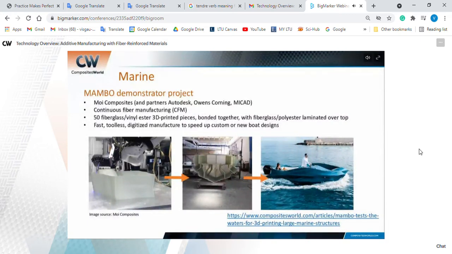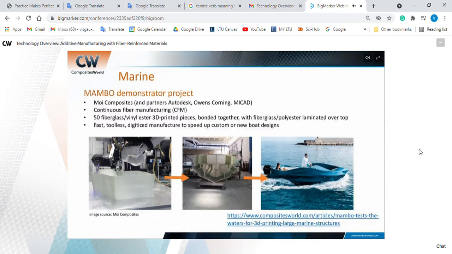MAMBO, which stands for Motor Additive Manufacturing Boat, the BO in boat, is a demonstrator motorboat project completed by Moi Composites, which is a company in Italy. I know we've covered them a couple of times before. They developed a continuous fiber 3D printing process called CFM, or continuous fiber manufacturing. It's a deposition-based technology using continuous fiber and UV cure mounted on robotic arms.